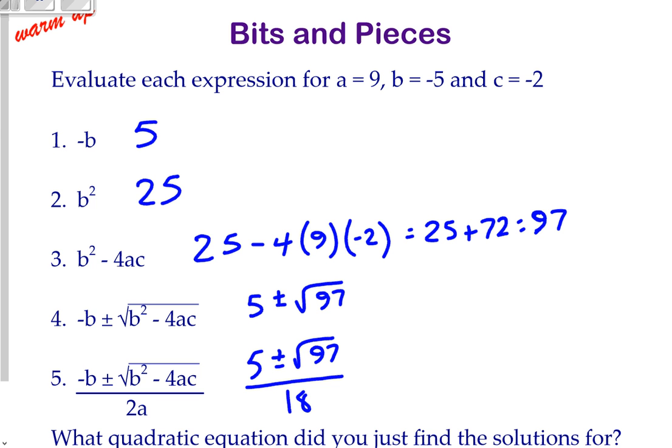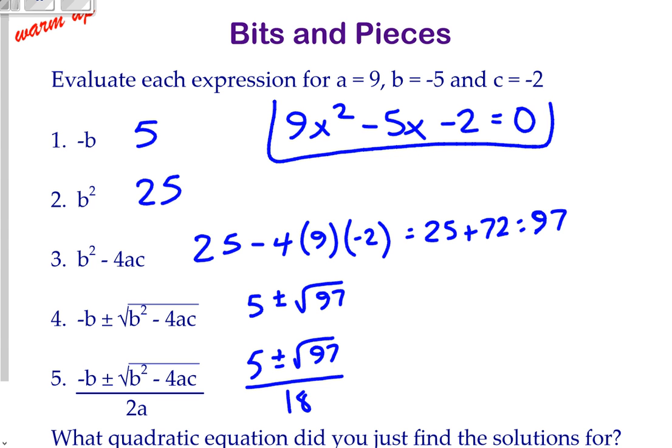Okay, so once we have that piece, now we can ask, what quadratic equation did we actually just solve, right? Remember that a is 9, b is -5, c is -2. So a belongs to the quadratic term, so it's going to be 9x squared minus 5x minus 2 equals 0. And that's written in the most standard form possible. So that is how we can build a quadratic equation.